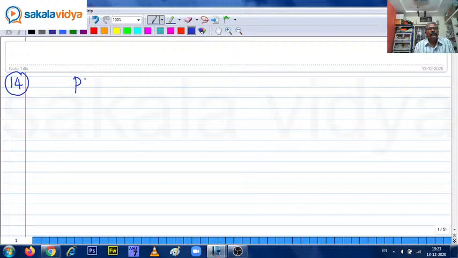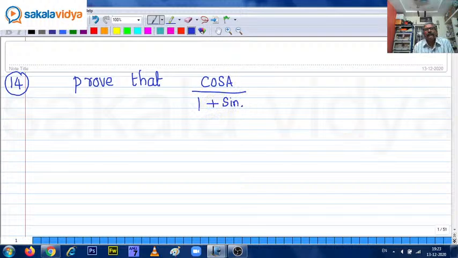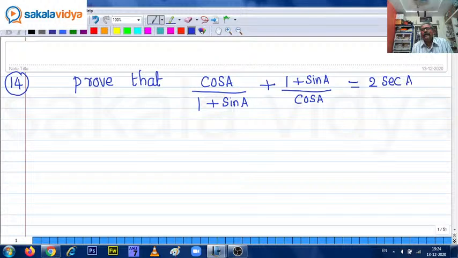Now write down, prove that cos A upon 1 plus sin A plus 1 plus sin A upon cos A equals 2 sec A. So by default, you treat that A is an acute angle, right? So let us solve this question.